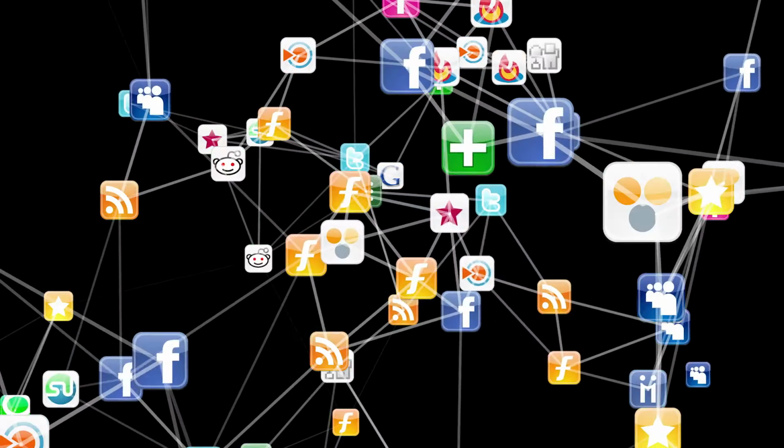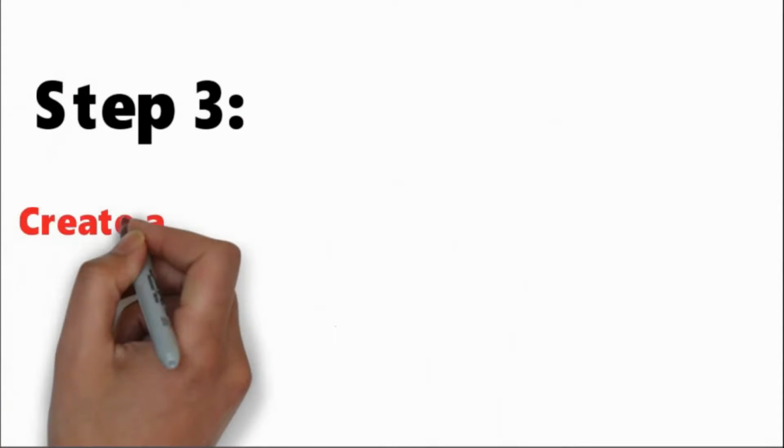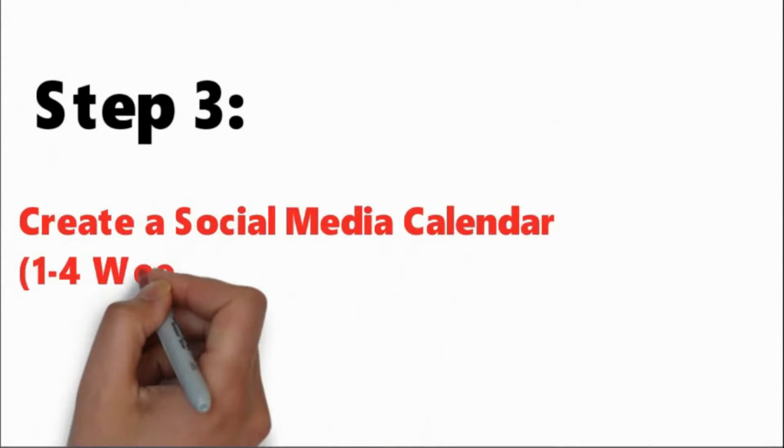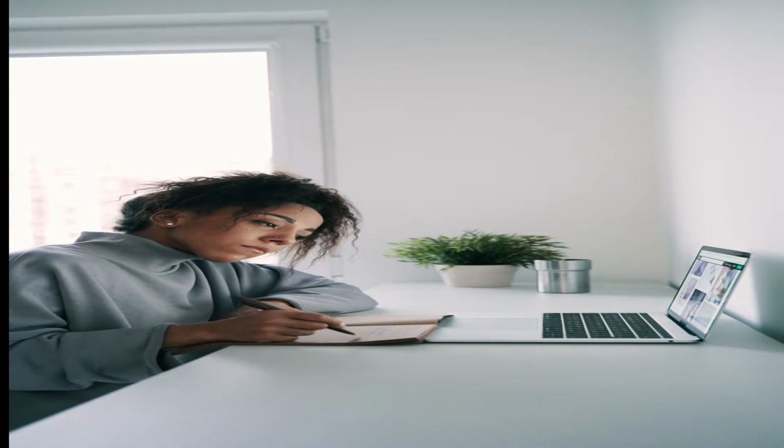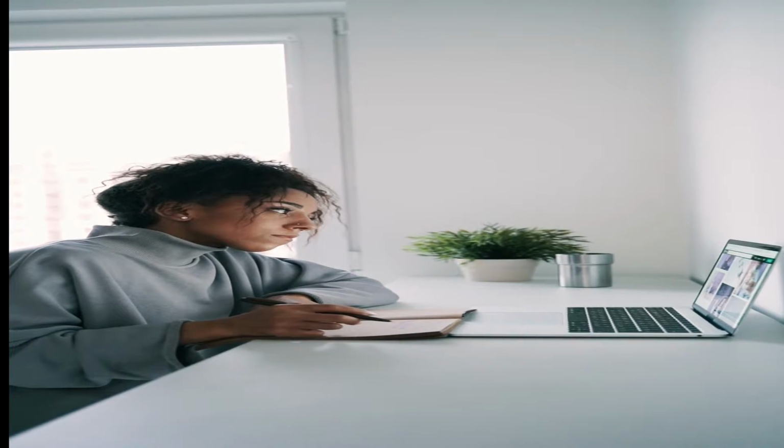Step 3. Create a social media calendar. Next, make a social media calendar for the first month. Even if you don't intend to follow it exactly, rigid social media calendars can be limiting, especially if you want to comment on current events or use memes while they're still popular.